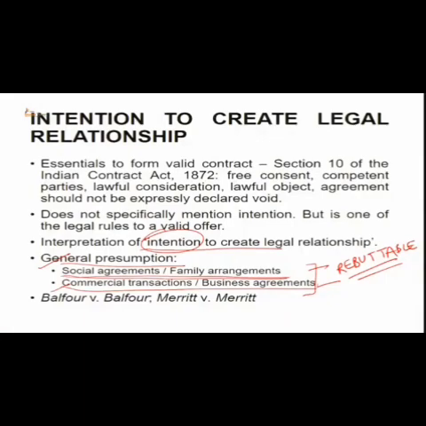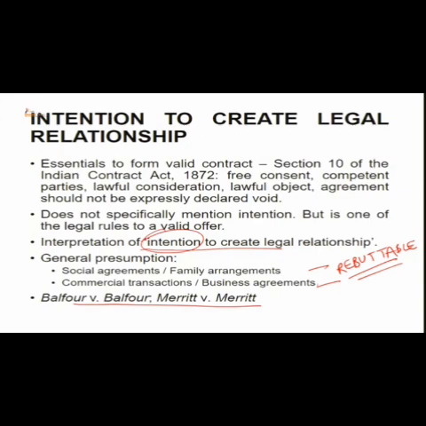So, here when I am saying that the general presumption is that in case of social agreements or family arrangements, parties do not intend to create legal relationship, I am trying to tell you that the presumption is rebuttable and can be proved otherwise. Similarly in the case of commercial transactions or business agreements. Now, on this point I would like to highlight case law. So, you can see on your screens that on the last point I have mentioned two cases, Balfour versus Balfour, Merritt versus Merritt. Why these two cases, are they similar?